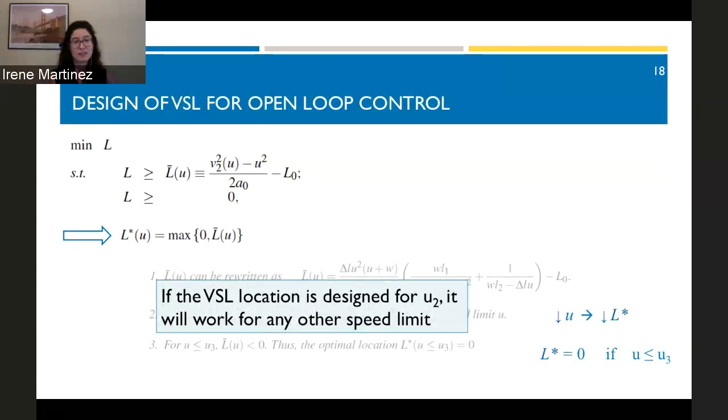So in summary, if we design the variable speed limit location for the maximum reasonable speed limit, it will work for any other speed.